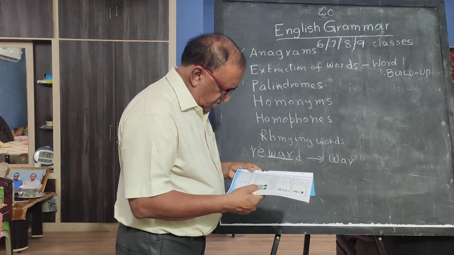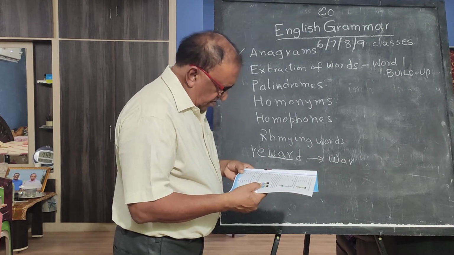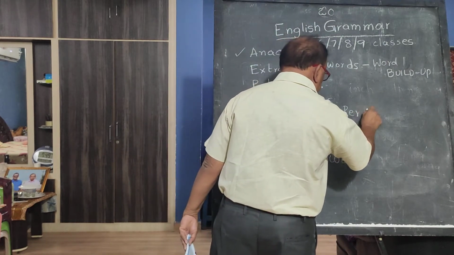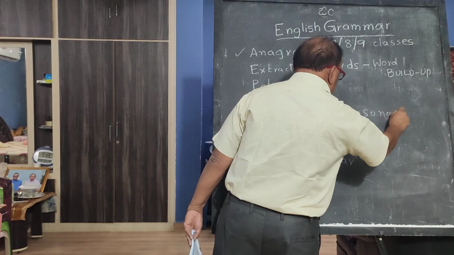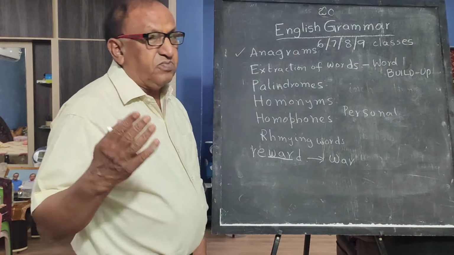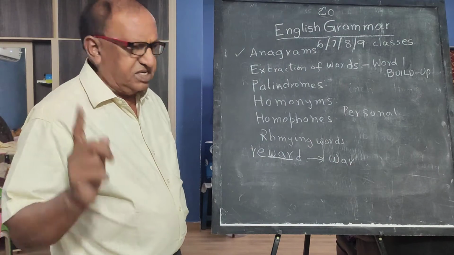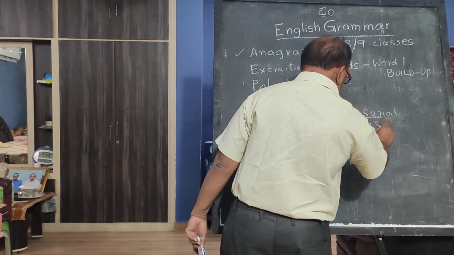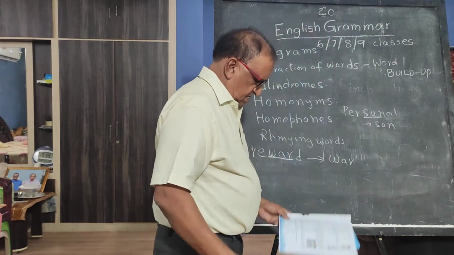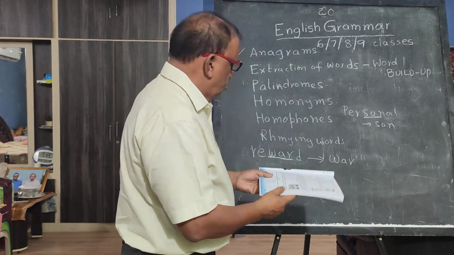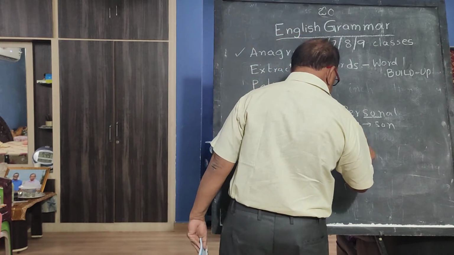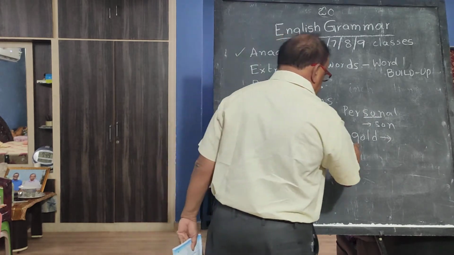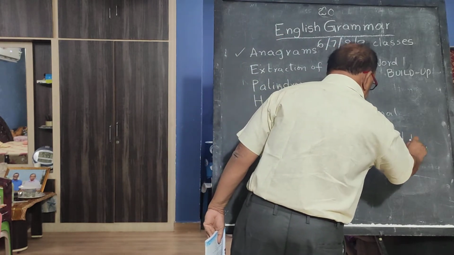I will give you another one. What is that? Personal. P-E-R-S-O-N-A-L. Sometimes you may be able to get more than one word, but here we are talking about one at a time. Example I am taking, here, S-O-N, son. So, personal and son. Similarly, let me see. Gold. Can anybody tell me what you get from gold? From gold, if you take the G out, you will get O-L-D.